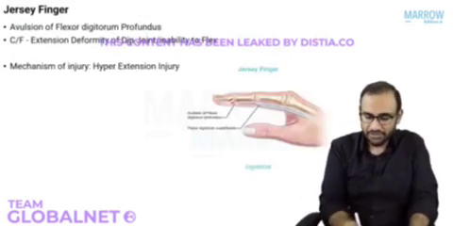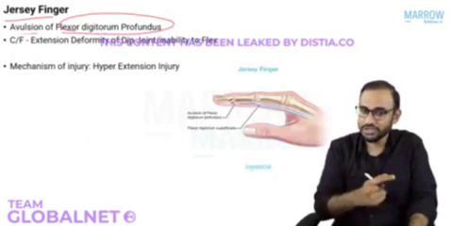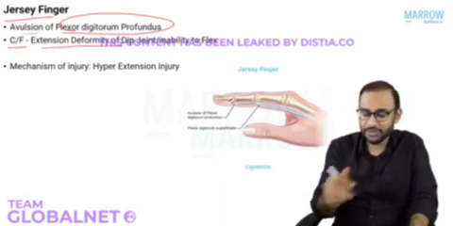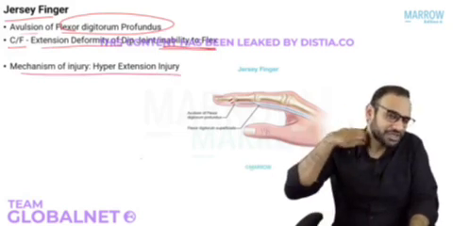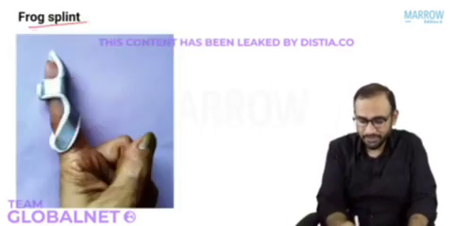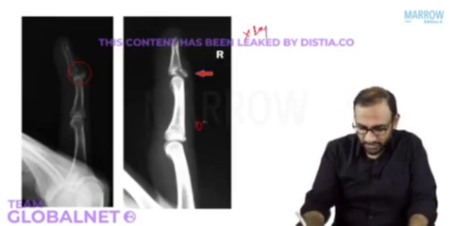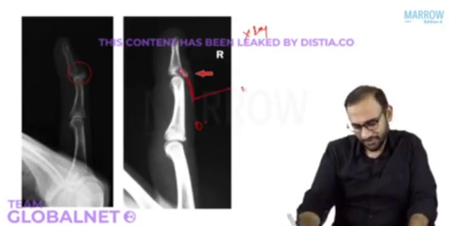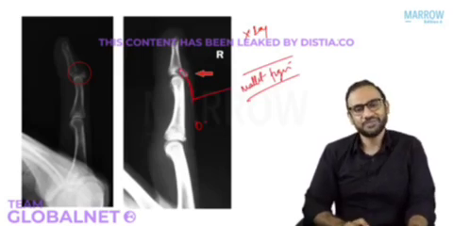Very good. Jersey finger, avulsion of the flexor digitorum profundus. Either tear in the substance or avulsion from the base of the distal phalanx on the volar side. Clinical feature, extension deformity of the DIP joint with inability to flex. Mechanism is hyperextension injury, as in holding someone's shirt or jersey while they run away. Treatment, you can again use a frog splint. Let me show you the X-rays of these avulsions. This is the dorsal side, and there is a small bony piece avulsed from the dorsal side. What could this be? This is your mallet finger. Is this clear?